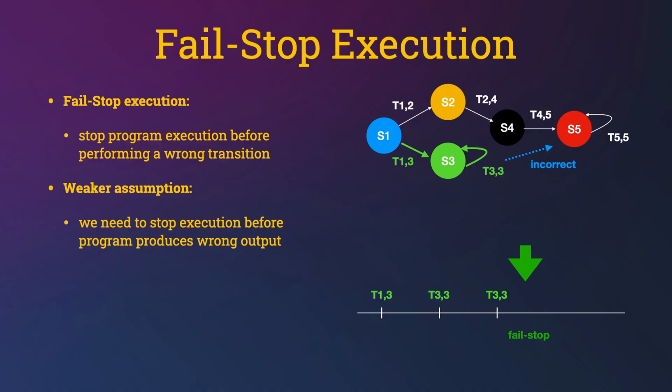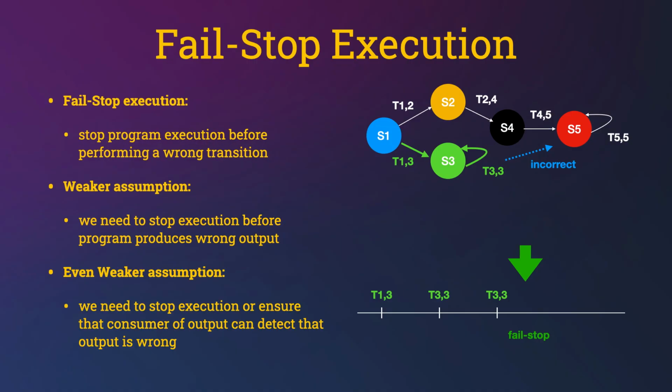So we might permit the program to transition from S3 to S5 as long as there is no output. Or we might even permit a wrong output in case we can ensure that the output that is produced can be detected as being wrong by whoever receives that output. But in this slide deck, I will focus on the first one. So fail-stop execution: we stop the program execution before we have a wrong transition, actually, which means before we write a wrong content into the main memory.